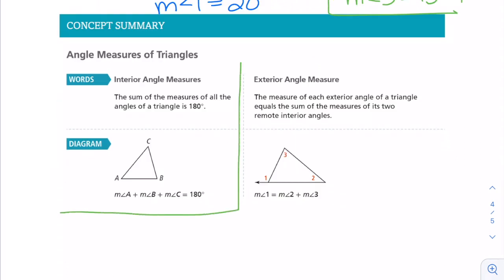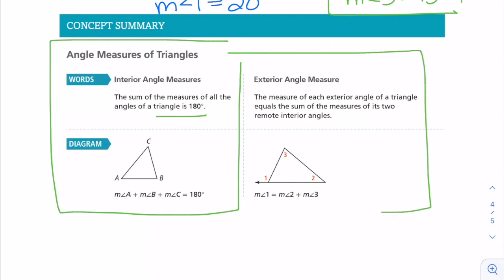The two angle theorems that we covered today: for interior angles, the sum of them equals 180, and the exterior angle measure is the sum of the two remote interior angles.